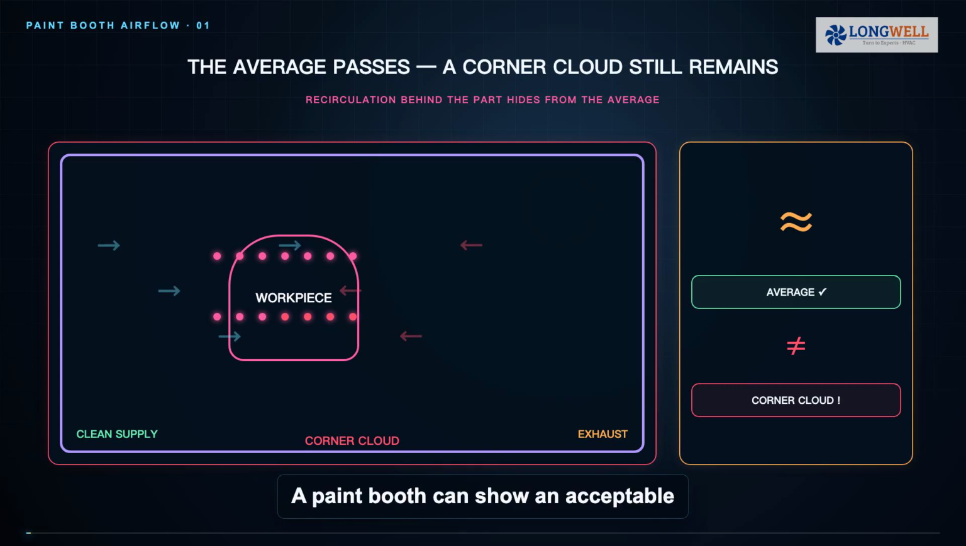A paint booth can show an acceptable average airflow and still have an overspray cloud trapped behind the part. That corner recirculation matters. It can reduce finish quality, load one filter zone and leave flammable vapor, mist or combustible residue where the system was expected to sweep it toward the exhaust.